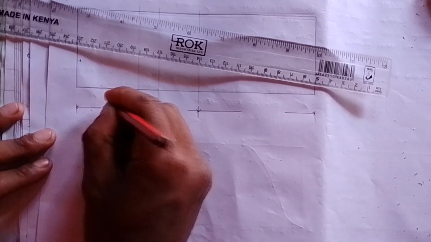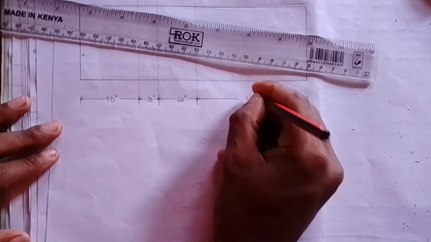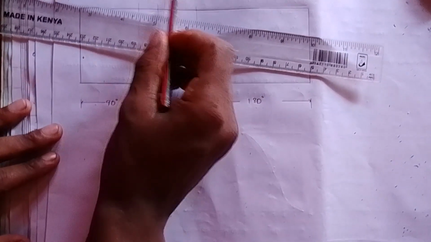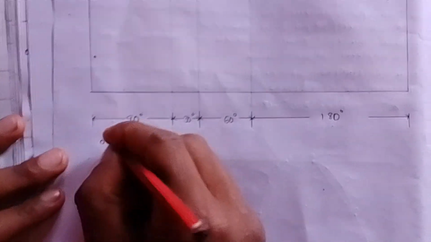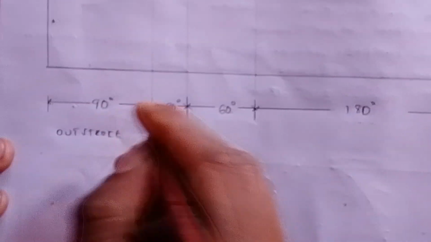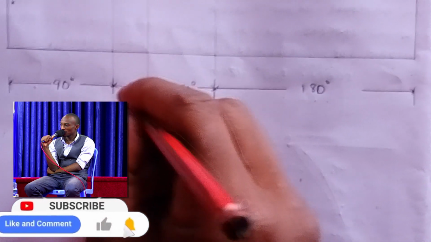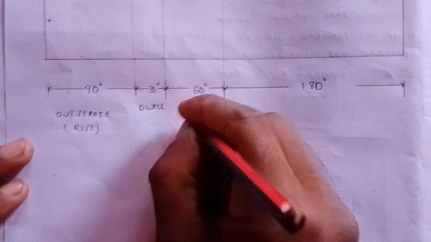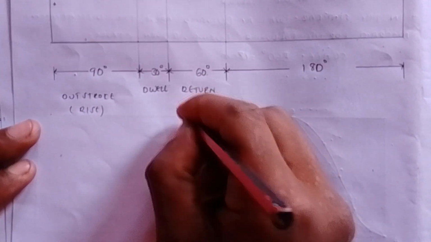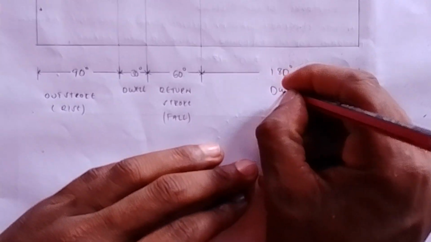So this was 90 degrees, this was 30 degrees, this was 60 degrees, and this will be 180 degrees, so that to complete 360 degrees. So here this was the outstroke or rise. In some questions it will be given as rise. This will be dwell. This will be the return stroke, or in some instances it can be called fall, can be given in a question. Then this is the dwell. Then that is the dwell.